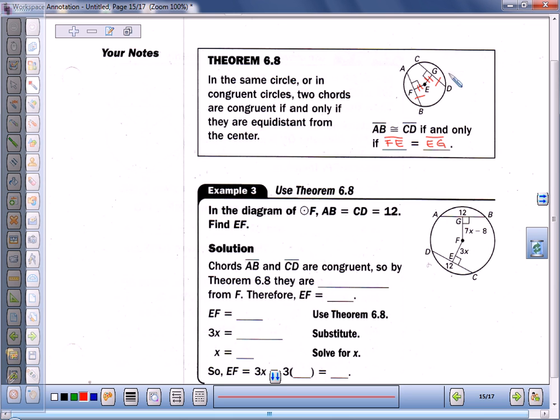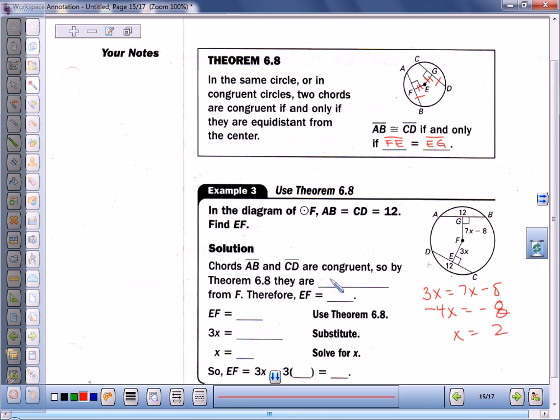So on this test, it'll either have words or the mark. Like this one, I don't have to mark it because you can see that AB is congruent to CD because they're both labeled 12. So since those are congruent, this must also be congruent to that, the distance from the chord to the center. So we can say that 3x equals 7x minus 8. So negative 4x equals negative 8. And x equals 2.